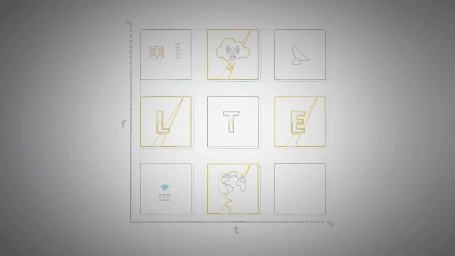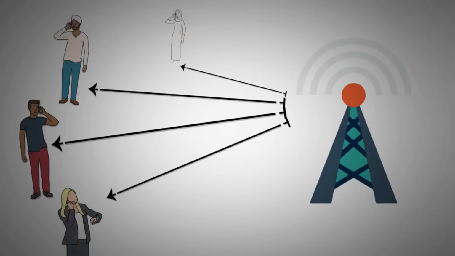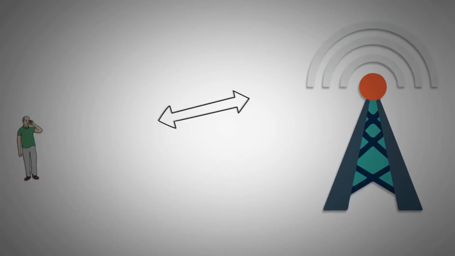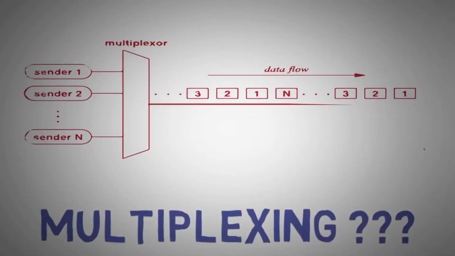Hi everyone. Welcome to the world of long-term evolution. Today we will show how multiple users access network using multiplexing. In the last video we have shown how two signals were combined over a common pathway in duplexing. So, what exactly is multiplexing? Multiplexing is the process of combining multiple signals and transmitting them over a common channel.